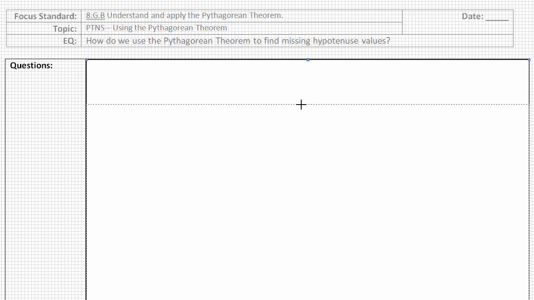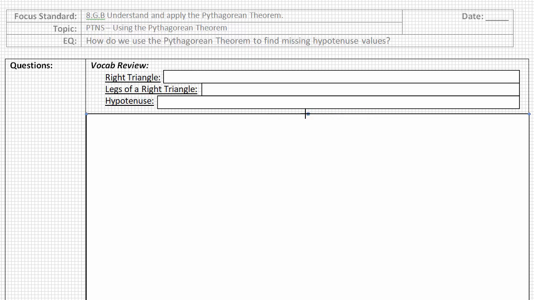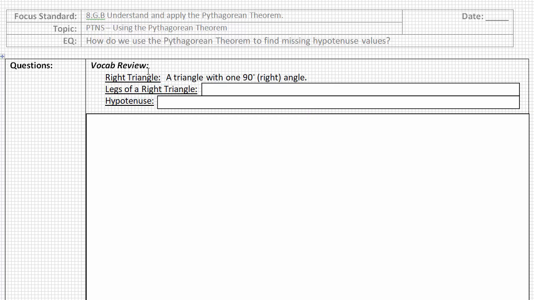So I want to start by just reviewing some vocabulary. When we are using the Pythagorean theorem, we're specifically referring to right triangles. So it's really important that we realize that we can only use the formula for the Pythagorean theorem on right triangles, which means it can only be used on a triangle with one 90-degree right angle.